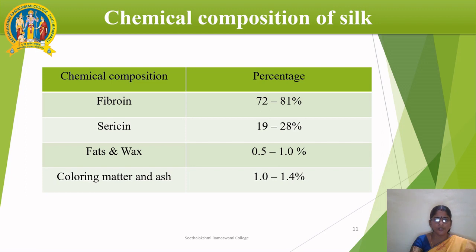Chemical composition of the silk: the fibroin accounts for 70 to 81%, sericin 19 to 28%, fats and wax 0.5 to 1%, and coloring matter and ash 1 to 1.4%. After cocoon formation, the silkworm takes 48 hours. After making the shell, the larva detaches from the silk filament and transforms into pupa.